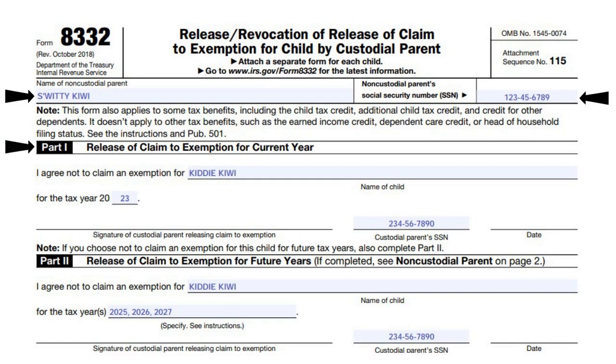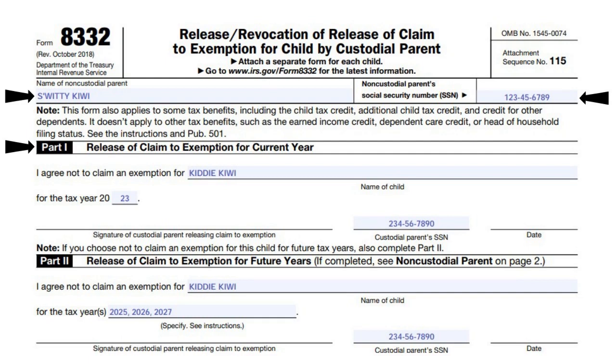Part one really deals with the release of claim to exemption for a current year. Basically, you have to put the name of the child on the first line, and you have to put the year. So if this is applicable to the tax year 2023, you have to specify that. And if it's 2024, you specify that as well. So you put the name of the child.